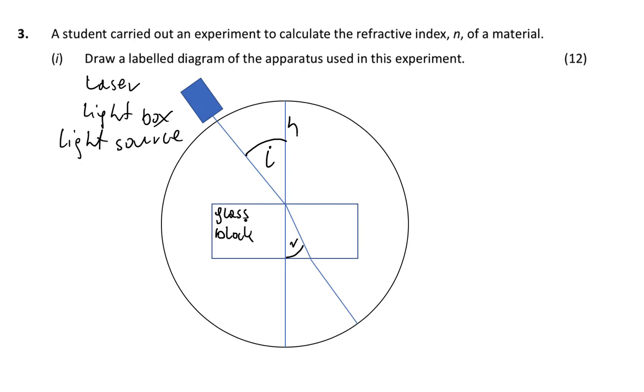And because we're measuring angles, we need a type of angle measurement device, so it could be a protractor. Once we list all those, the light box, the glass block, the incident and refracted angle, and the protractor as well as the normal, we should be able to get the full marks for this question.